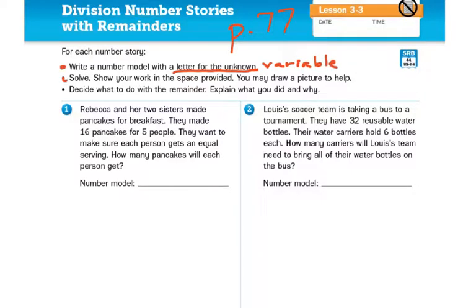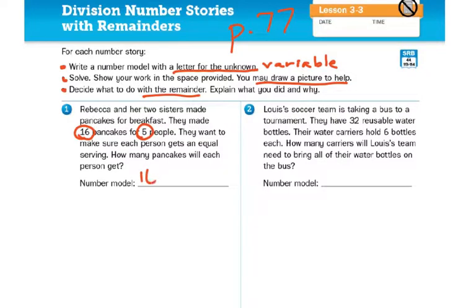We're going to solve. We're going to show our work in the space provided. We may end up drawing a picture to help us. And then we're going to decide what to do with the remainder. So that's the important focus of today, is what do we do with the remainder? Number 1, Rebecca and her 2 sisters made pancakes for breakfast. They made 16 pancakes for 5 people. They want to make sure that each person gets an equal serving. How many pancakes will each person get?